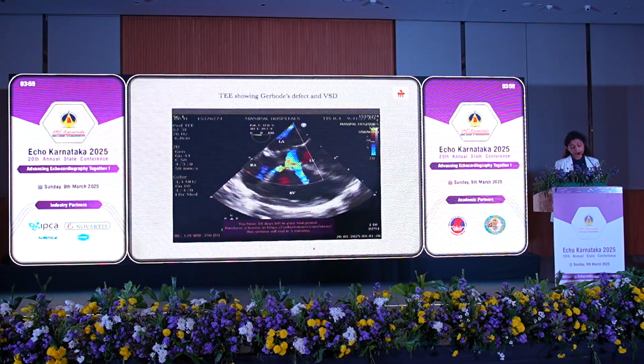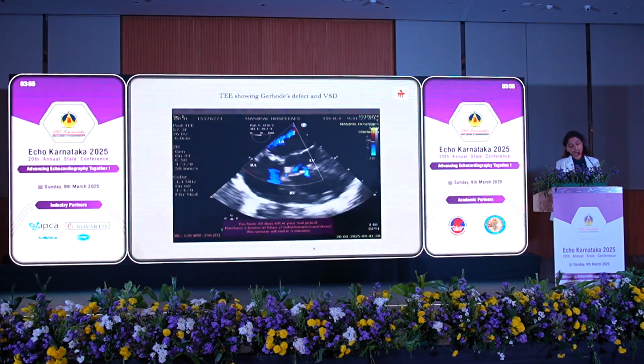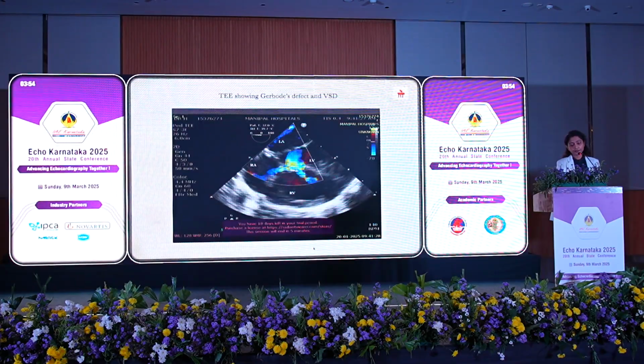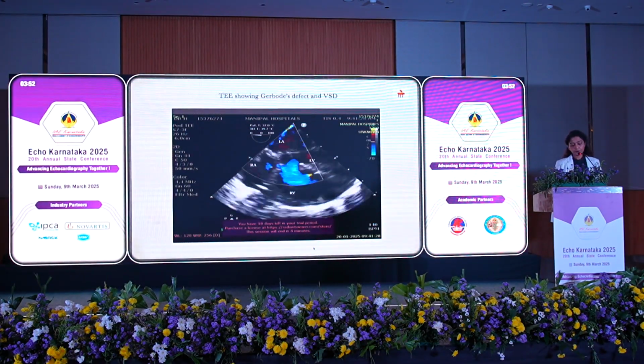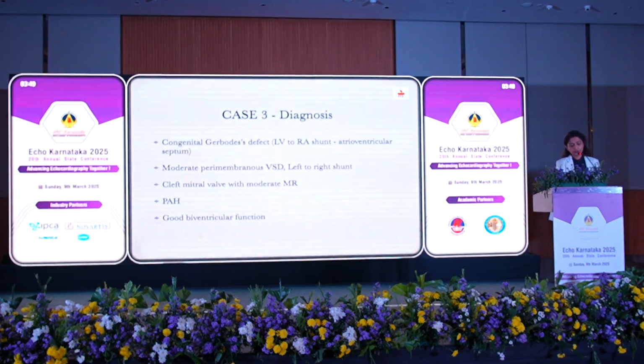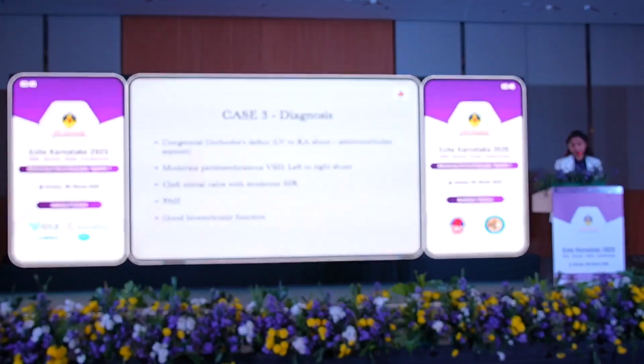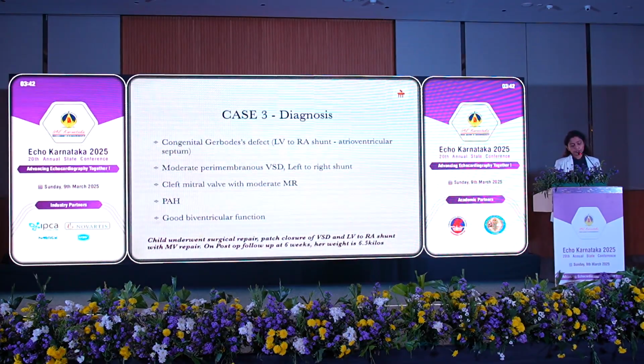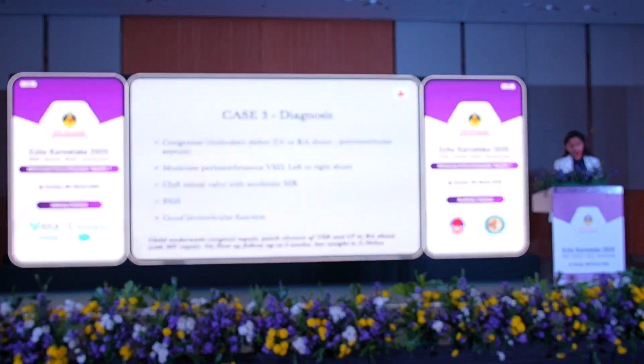These are a couple of TEE images intraoperatively. Again, as we see, there are 2 jets, one directly from LV into RA and one from LV into RV. She also had cleft mitral valve with significant mitral regurgitation, for which repair had to be done. So she underwent surgical repair, patch closure of the VSD and the Gerbode defect, and mitral valve repair. And in just 6 weeks, she's almost 6.5 kilos. That's a gain of almost 1.3 kilos. So that's the importance of looking at echoes in children closely when they're not doing as we expect them to.